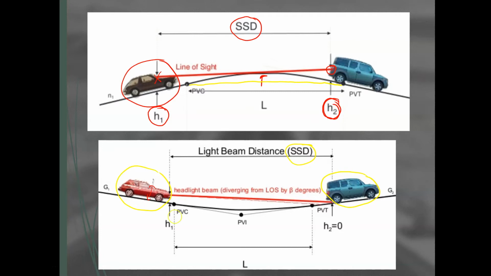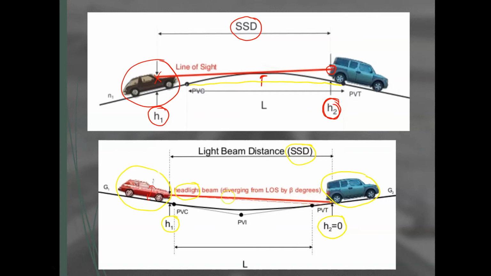Because in this case, the value H1 is not actually the height of the driver's eye, but instead the height of the headlight beam, the headlight, should I say. And on this side, we might have an object, which has a height, in this case 0, because that light beam will hit the surface of the road. So we'll take this into account.